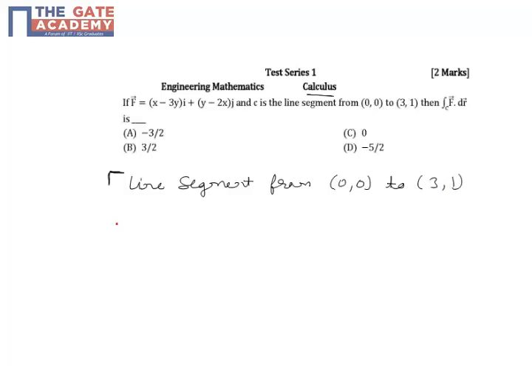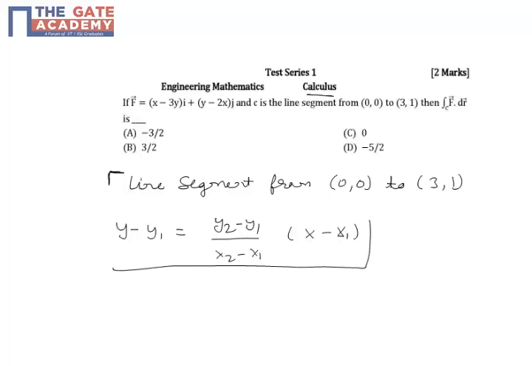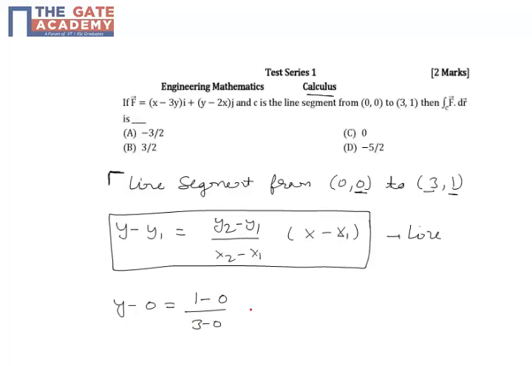And how can you find it? You know, y − y1 = (y2 − y1)/(x2 − x1) × (x − x1). This is the formula by which we find the line. Then what line comes? y − 0 = (1 − 0)/(3 − 0) × (x − 0). It becomes y = x/3. This is your line.